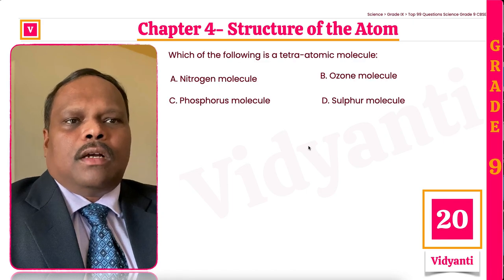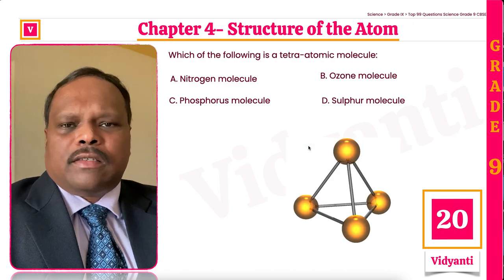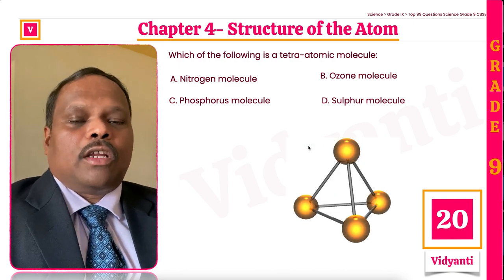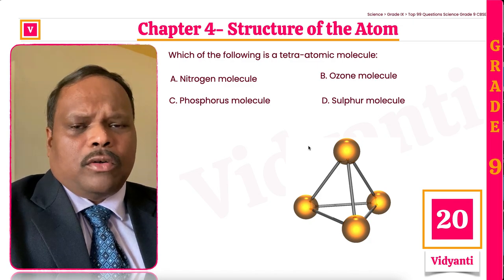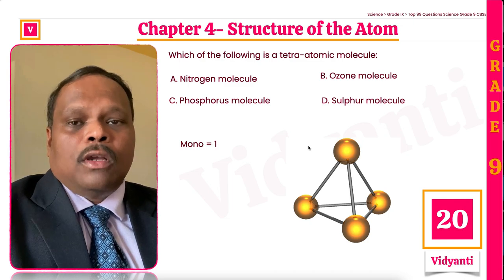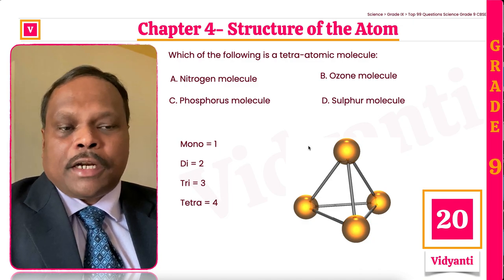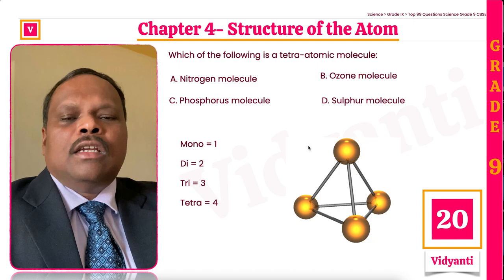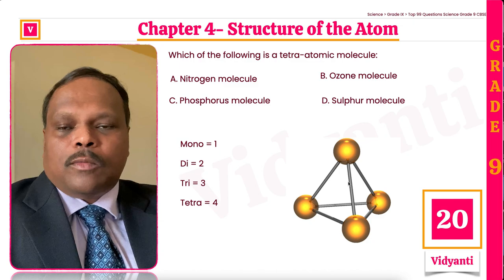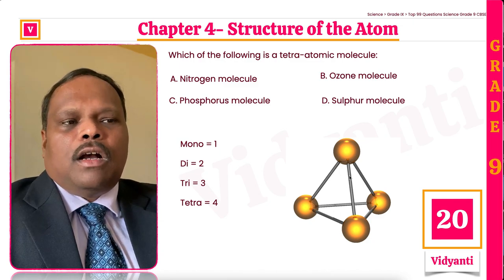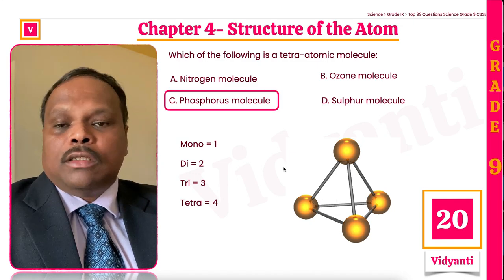Structure of the atom, which of the following is a tetraatomic molecule? Well, this is the correct answer if you know what kind of molecule I'm talking about. But as a general rule, let's talk about these prefixes. When we talk about mono, that's 1, di is 2, tri is 3, and tetra is 4. I have not shown here penta, that would be 5. So here we are talking about the phosphorus molecule, which is in this particular shape. It has 4 atoms in one molecule, so that would be the correct option. Option C.